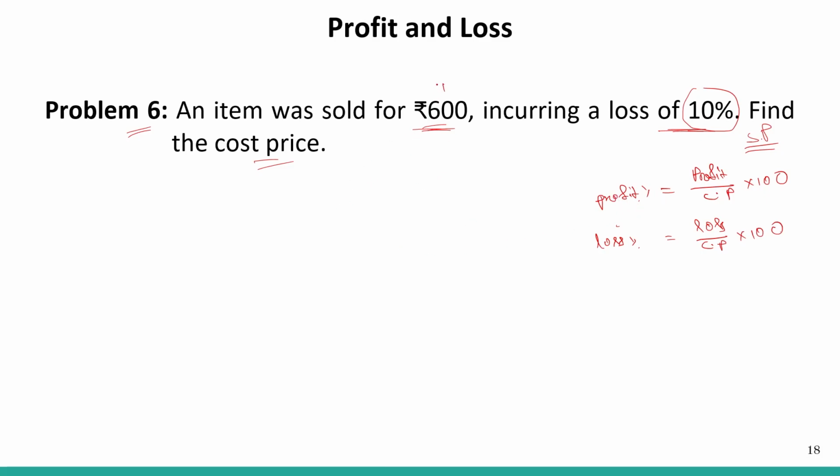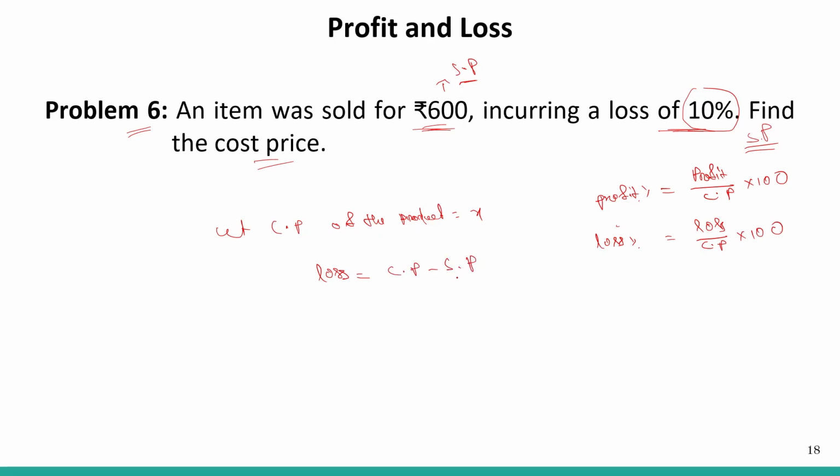So the selling price was this much, incurring a loss of 10%. Find the cost price. Let the CP of the product be X. This is the amount that was paid to get the item, so this is the cost price of that item. It tells us that it incurred a loss of 10%. So loss is equal to CP minus SP.